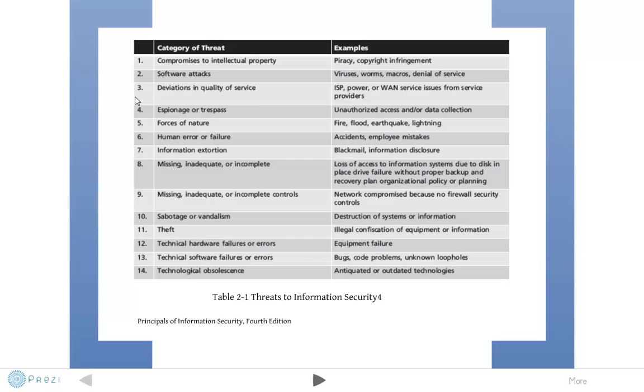Software attacks can be either automated, or they can be actually controlled by a hacker at the time when they're happening. Deviations in quality of service.